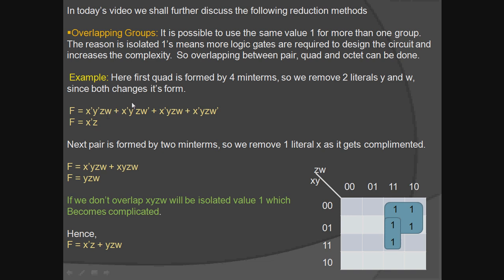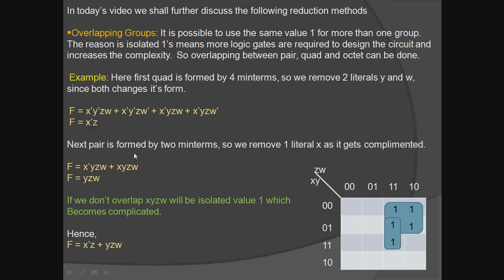In a quad, two variables will be complemented, that is y and w. You can see that y changes to y complement, so it is eliminated. Similarly, w also changes from w to w complement, right? So that is also eliminated. So here the simplified SOP form we get is f equals x complement z.